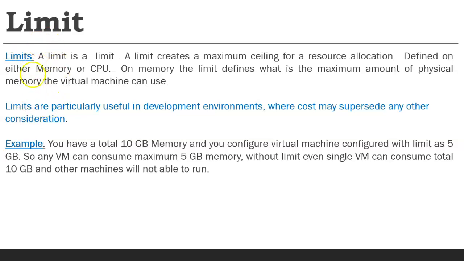So the simple example, let's have 10 GB. Same example, we have 10 GB of physical memory, and for the virtual machine we have defined a limit of 5 GB. So any VM can consume a maximum of 5 GB. Without a limit, even a single VM can consume the whole 10 GB, and other machines will not be able to run. So limit defines the maximum allocation that a machine can have. Others can run at the same time.